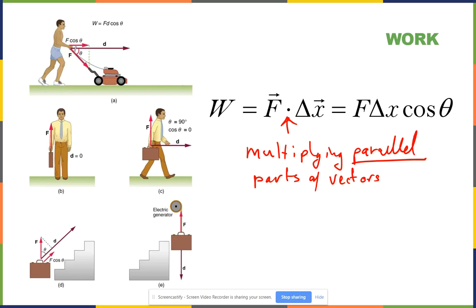So I always do the simple example like the picture shows, the man with the briefcase. Here's my briefcase. So I have this right now. Am I doing any work on it? Why do you say no?